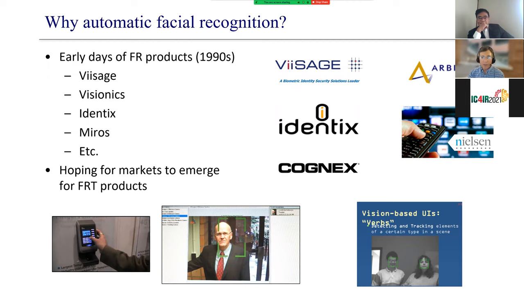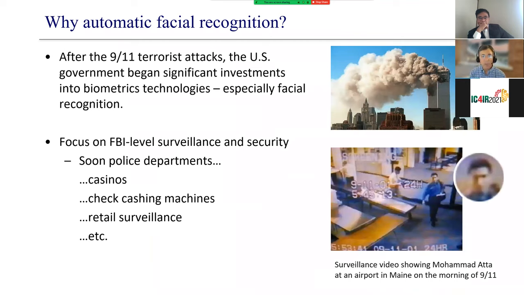But then something happened pretty soon after that that changed things a lot. And that was the terrorist attacks of September 11, 2001. This really brought new urgency from the federal government in the US and many other places to looking at technologies like automatic facial recognition in order to help with border security and such things. So funding increased significantly after this event, and other sorts of applications for face recognition followed suit. So for more local surveillance and security, for police departments, for casinos, for check cashing machines, all kinds of things. So this actually pushed the need and the desire and the funding for both research and development in face recognition pretty significantly.